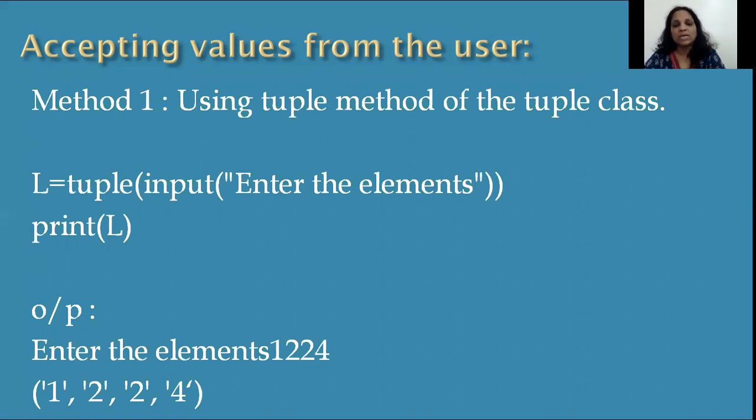So here the number was entered as 1224, but 1 is treated as one element of the tuple, then 2 is treated again as another element of the tuple, 2 again as a third element, and so on. It's not necessarily digits; they're all going to be treated as strings. Can you see the quotes in the answer? And all of these elements are enclosed within parentheses, so that makes it a tuple. So this is one way.